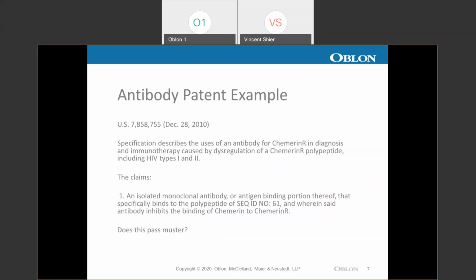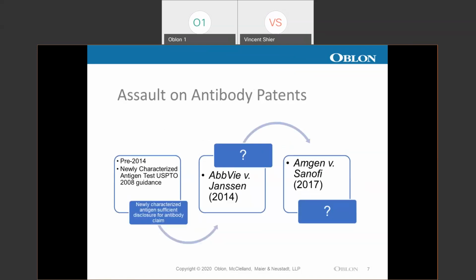The question is whether such a claim would actually pass muster with the evolution of case law relating to Section 112. So the first assault on antibody claims was through the written description requirement. In 2008, the USPTO issued a guidance named the Newly Characterized Antigen Test. Here's a visual chart that we'll return to again later, showing the developments in law at the Federal Circuit regarding antibody patents.